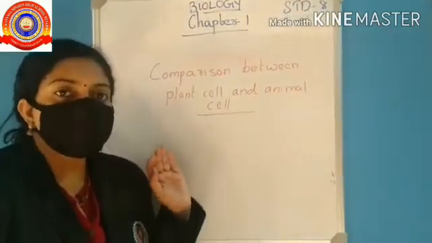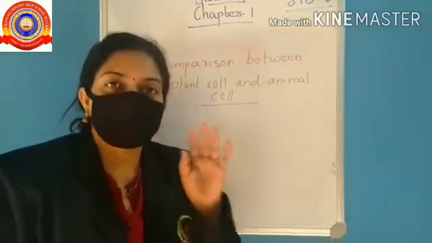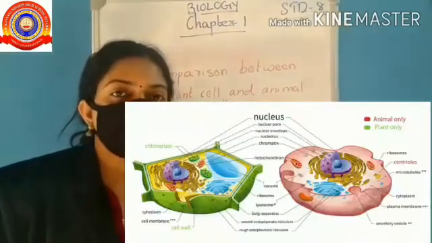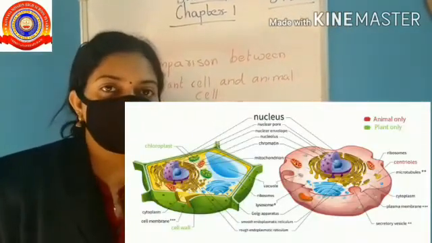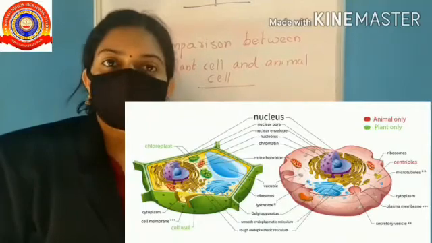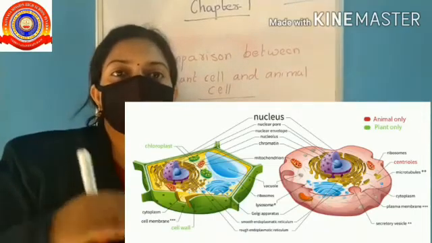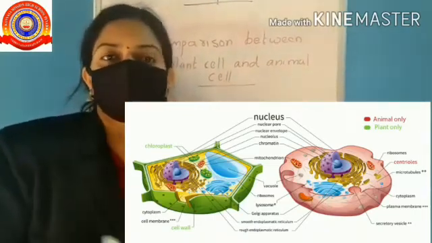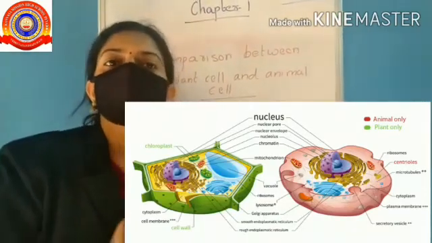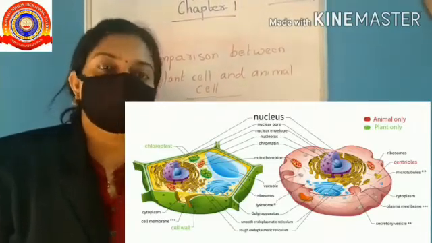Next is the comparison between plant cell and animal cell. That is the similarities and differences of the two cells. Some organelles are present only in the plant cell and some organelles are present only in animal cell. But some organelles are present in both animal and plant cell. They are cytoplasm, cell membrane, mitochondrion, ribosomes, Golgi apparatus, endoplasmic reticulum and nucleus. Centrosome and lysosome are only present in animal cell. Vacuole, cell wall and chloroplast are only present in plant cell.